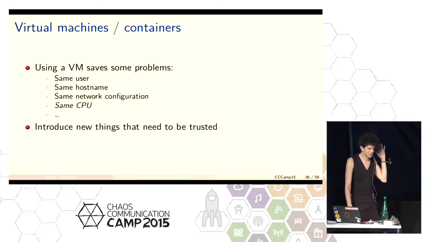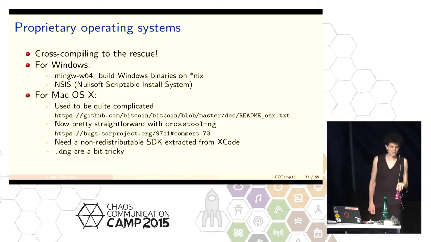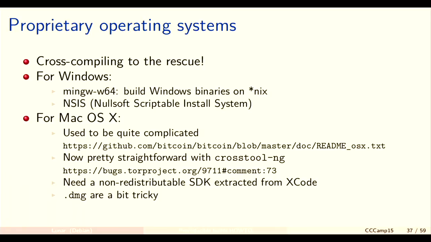And you might be asking, if anybody of you is doing software for OS X or Windows, how we deal with proprietary operating systems. Because of trusting proprietary operating systems, I'm all in for just not doing that, and cross-compiling. For Windows, we have several tools, all in Debian, for example, like MinGW-w64, which can build Windows binaries on a Unix system. We have NSIS that can create installers. Also from Debian, and that's actually how we create the bootstrap for the Debian installer that you can run on Windows to install Debian from Windows without any CD or USB stick or whatever.